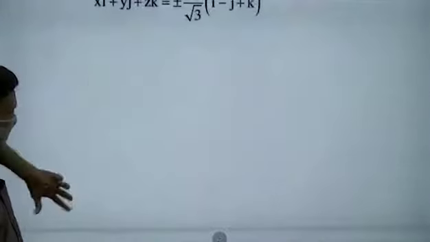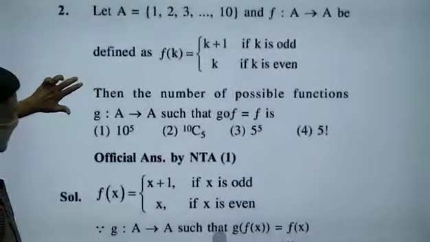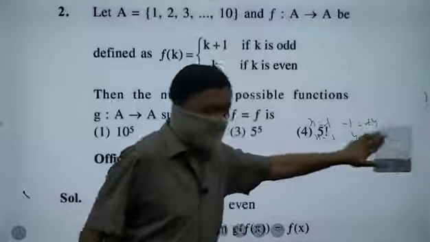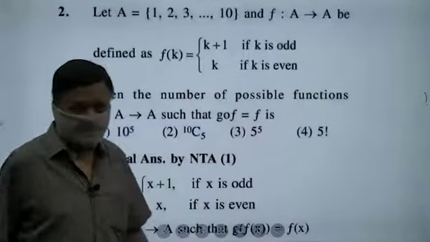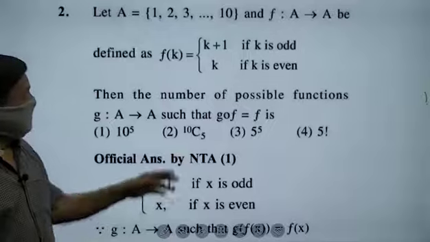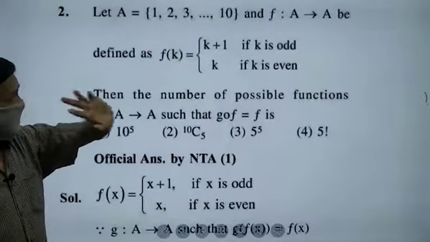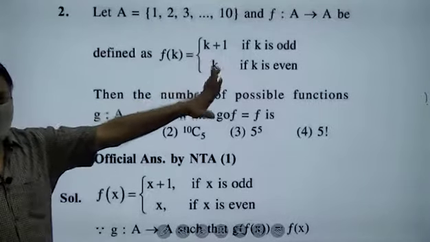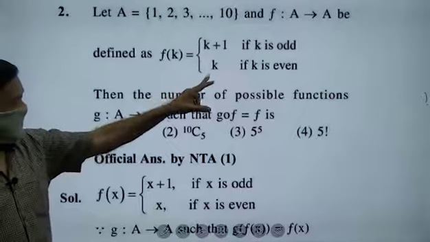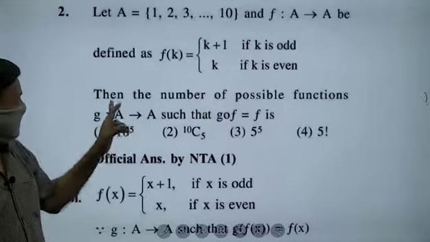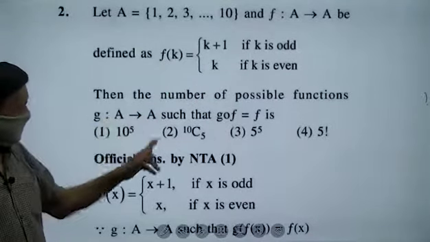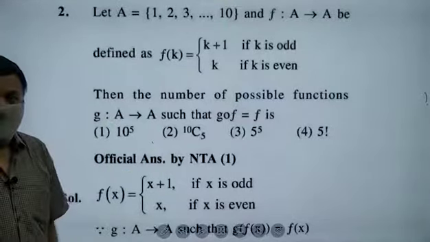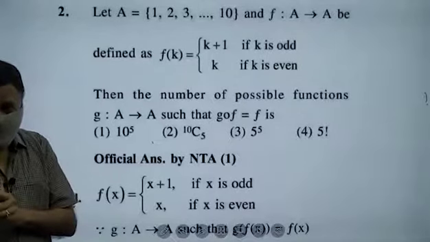The next question is somewhat interesting. Just watch, carefully watch this. See here, f is a function from A to A defined like this. f of k is k plus 1 if k is odd. f of k is k if k is even. Then the number of possible functions g from A to A such that g circle f is f. Right? Here, first you should watch one important point.